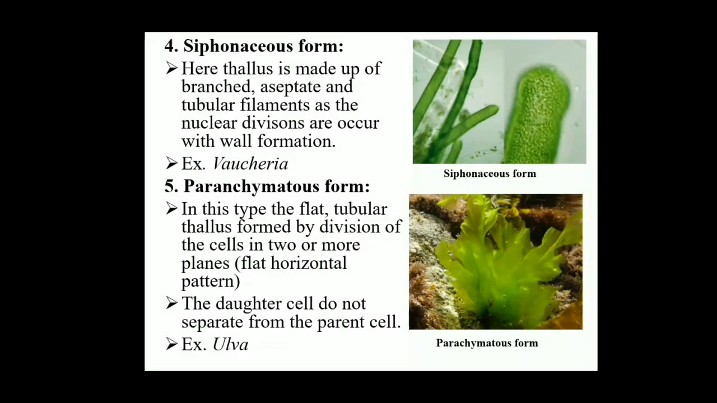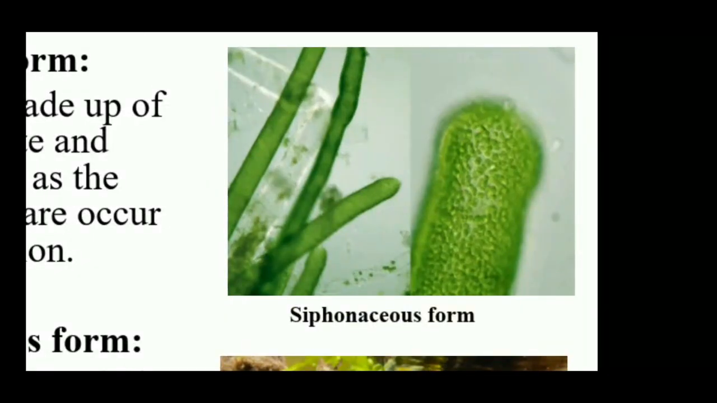Siphonaceous form. Here, the thallus is made up of branched, aseptate, and tubular filaments, as the nuclear division occurs without wall formation. In siphonaceous form, there is a single cell, or we can say a single filament. As you can see here, single cell or single filament. This single filament is a single cell, in which cellular division occurs and the nucleus divides. The nucleus forms daughter nuclei, but there is no formation of septa in this.